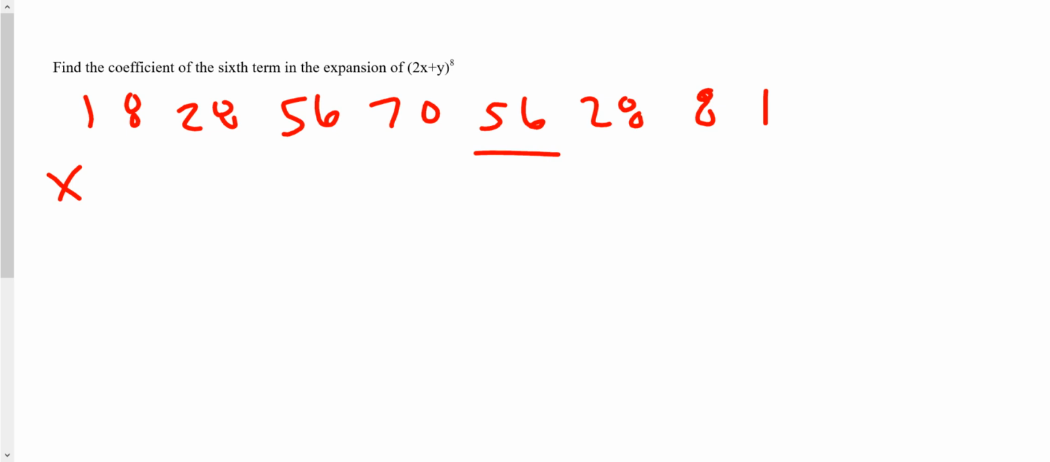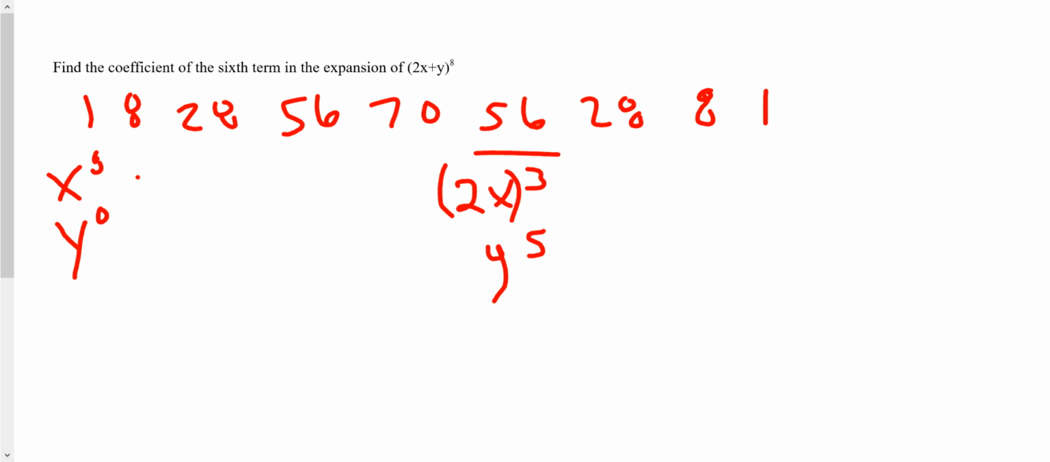So I'm going to decrease with the x's: 7, 6, 5, 4, 3. So I'm going to be to the 3rd. But don't forget, you have the 2. It's a 2x to the 3rd, so I'm going to put that in parentheses like so. And then I'm also going to have that y, and 3 plus 5, of course, is 8. And then don't forget the 56.